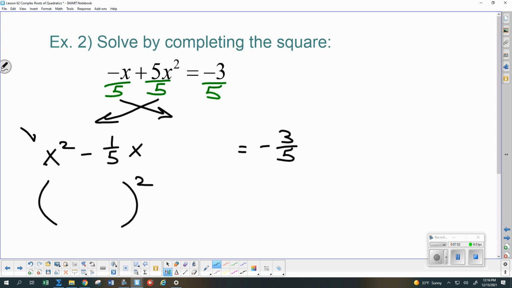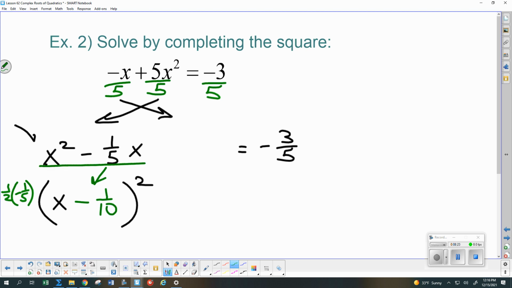All right, so now I need my small parentheses. It started with 1x squared now, so I'm good. So I know my little parentheses starts with a 1x. How do I get my number that goes in here? Who can help me get that number for completing the square? Charlene? We're going to take half of -1/5, which since it's a fraction, it's much easier to think of multiplying it. So I have -1/10 in there.